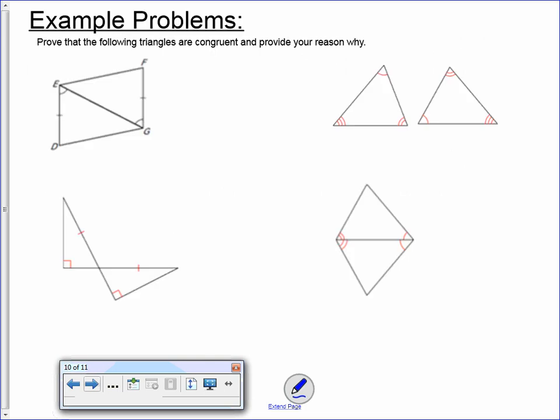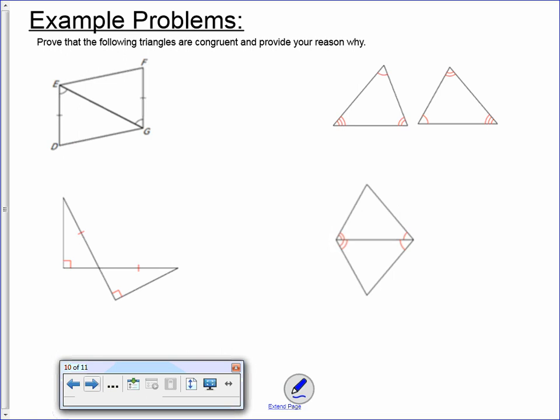Questions to expect. Questions to expect are questions where I'm going to give you 2 triangles and markings or measurements about those triangles and ask you, can you prove to me that they are congruent? And if so, what is your reason why? What I mean by your reason why is what theorem or postulate would you use to prove that these 2 triangles are congruent?